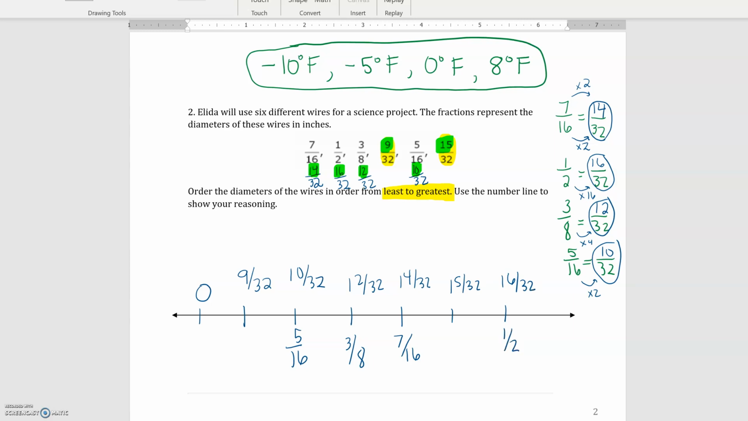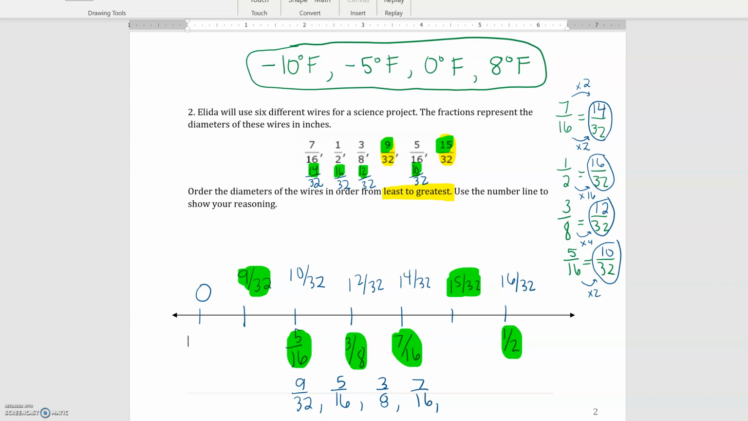I'm going to highlight all the numbers as they are in original form from the problem. 7/16. I had 1/2, 3/8, 9 over 32, 5/16, and 15 over 32. So if I was going to write these from least to greatest, I would write 9 over 32, 5/16, 3/8, 7 over 16, 15 over 32, 1/2.